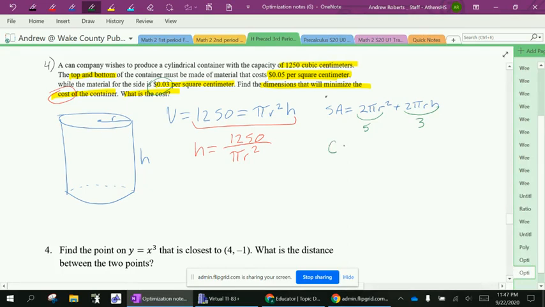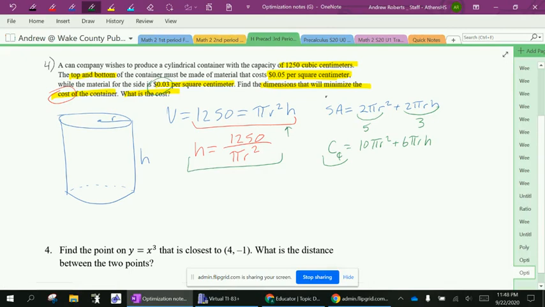So the total cost is going to equal 10 pi r squared plus 6 pi r h, and that will give me my cost in cents. Now, I can't graph this and find the minimum until I have one variable, which means I've got to replace my h value. So h equals 1,250 divided by pi r squared. I got that from my area formula. Let's divide both sides by pi r squared to get h by itself.